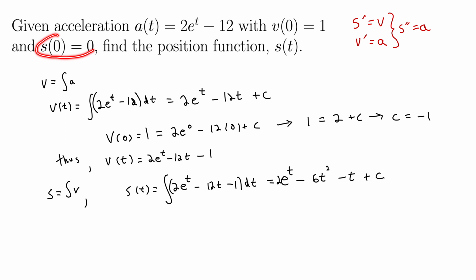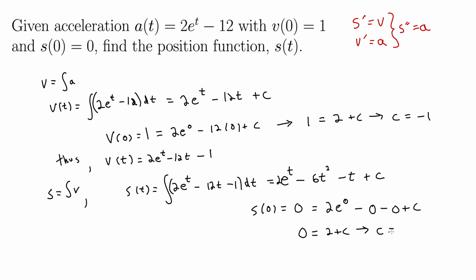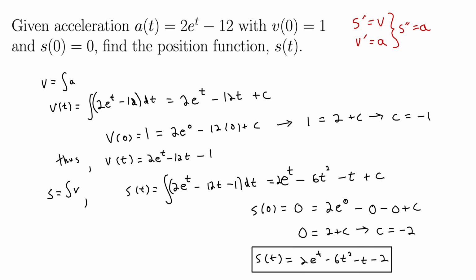However, there is once again an initial condition for position. That'll allow us to solve for that c in the position function. So we have s of 0. It tells us that this equals 0, but if we plug in 0 for t here, we get 2e to the 0 minus, well, all that middle stuff is 0, so minus 0 plus c. So that tells us that 0 equals 2 plus c, which we can solve for c. c equals minus 2. We now plug this into c in our position function to get a final answer of the position: s of t equals 2e to the t minus 6t squared minus t minus 2. And we've done something actually pretty amazing here, right?